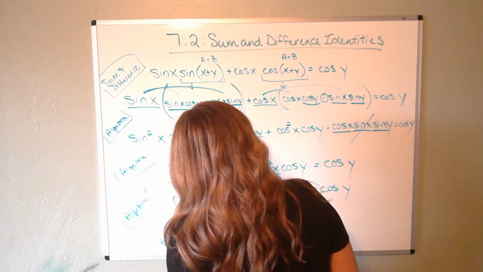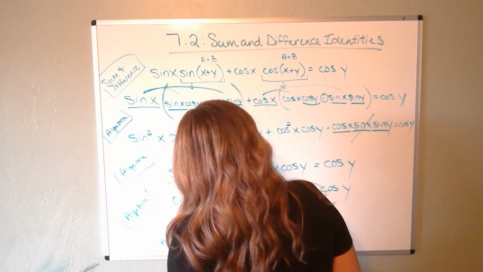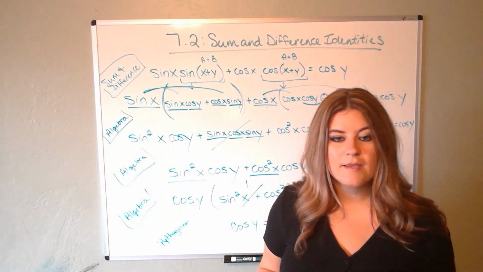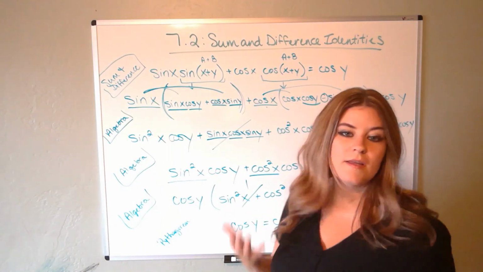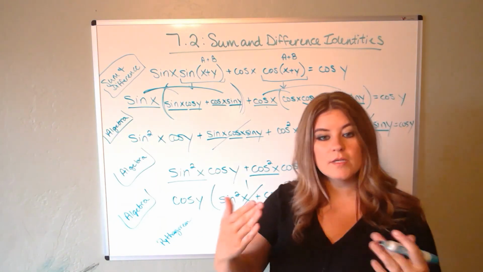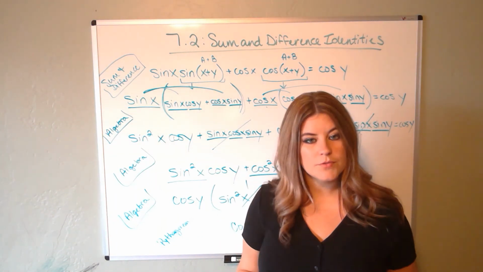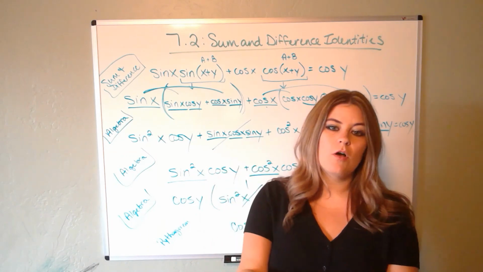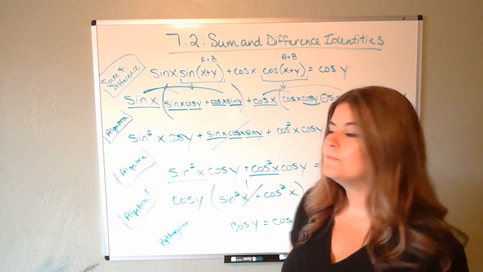And remember, your answers, when you're verifying identities, don't have to look exactly like mine do. There's a lot of different possible ways you could have taken this. So just keep that in mind, work them on paper, make sure you know what rules you're using, and then input all of that as your answer into ALEKS.